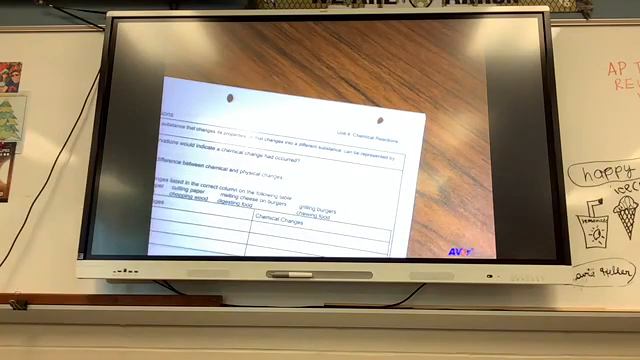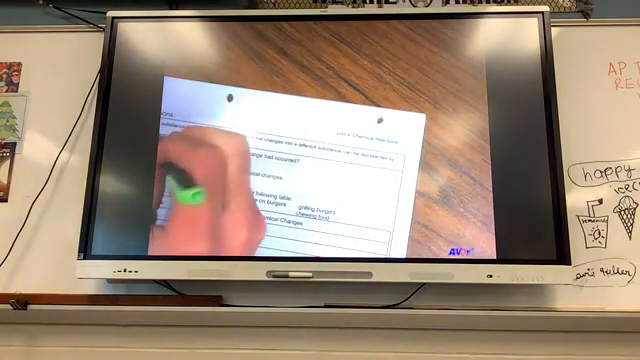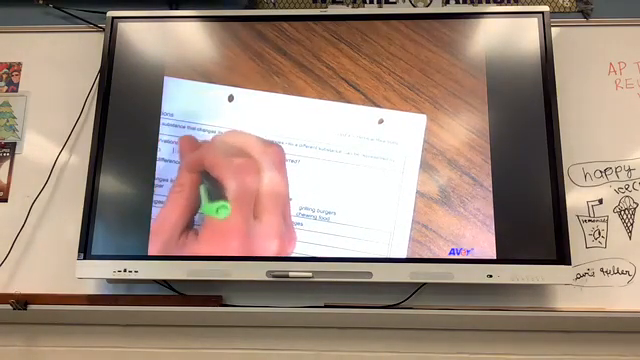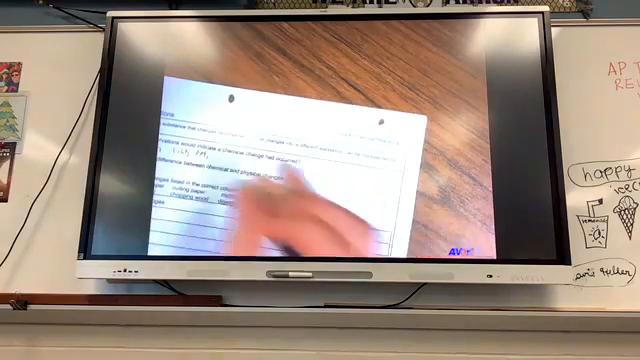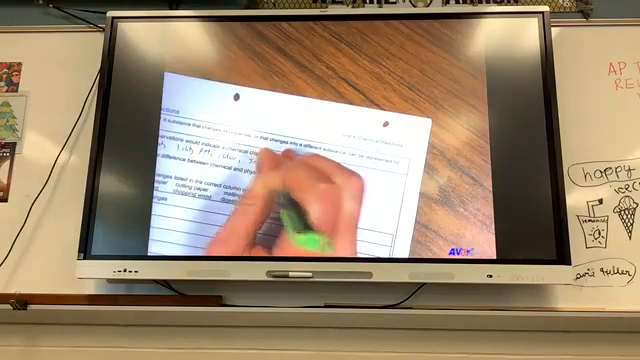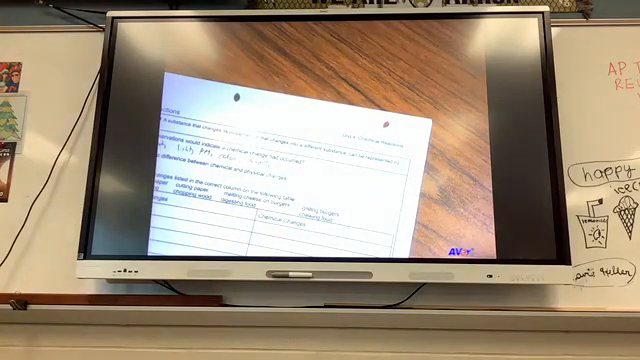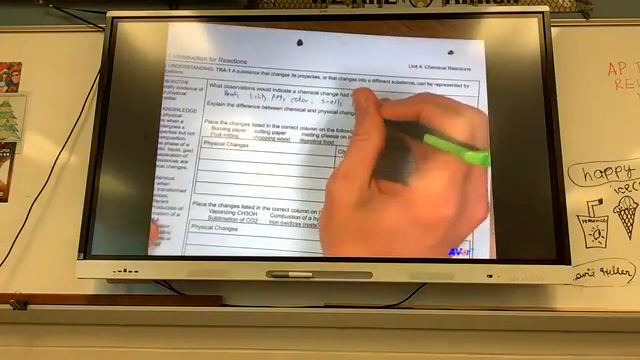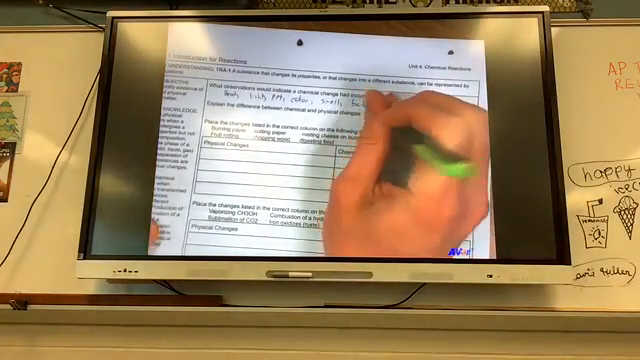Chemical reactions. How would you know if a chemical change has occurred? What would be evidence for a chemical change? Color, light, heat, smell, precipitate. Heat, light, precipitate, color, smell. What else? I'm thinking of at least one more big one. Gas. Bubbles. Or formation of a gas.